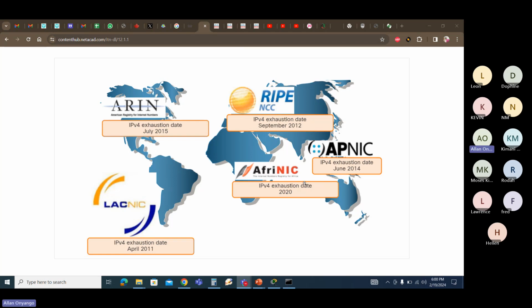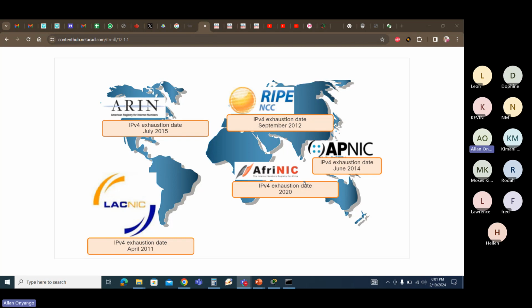We come to Asia countries, Australia down there, they exhausted their IPv4 in June 2014. And then Africa, our exhaustion was in 2020. And now we are in 2024, isn't it? So you can see the whole world. These are the regional internet registries that provide addresses to the ISPs, which are in each and every continent. So you see where we are now.